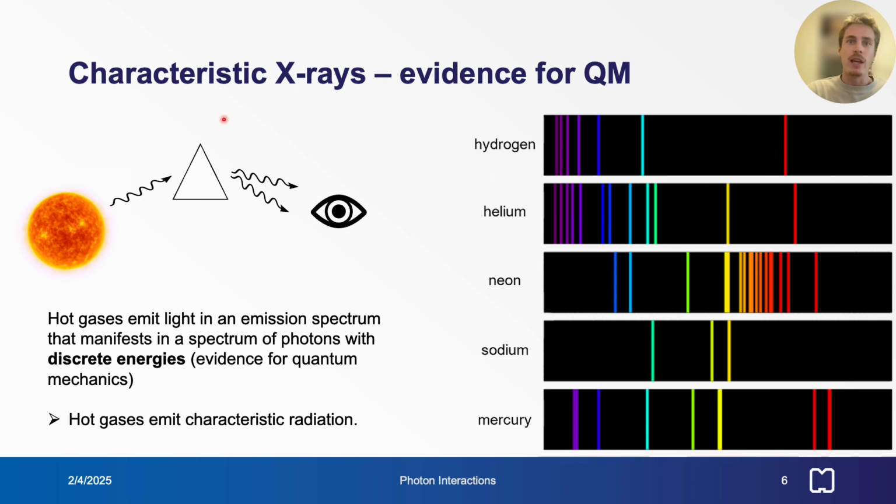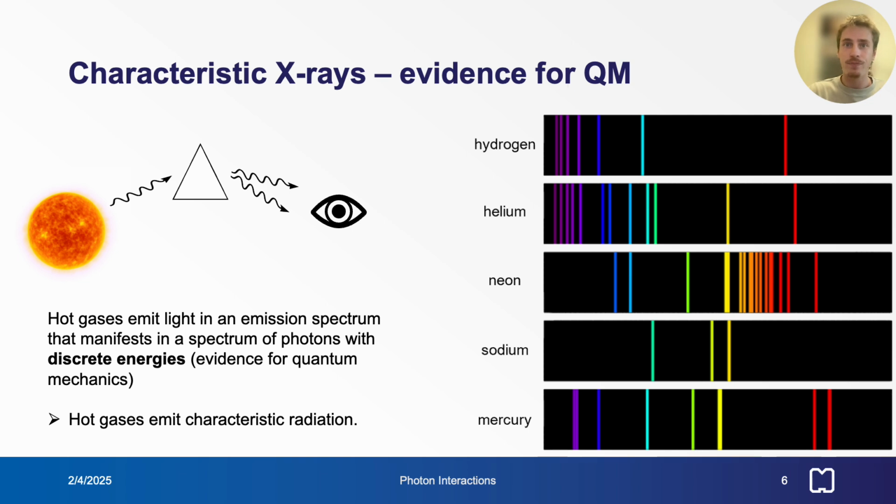Quantum mechanics is also corroborated by the existence of characteristic X-rays. Now, we've all seen objects glow red or even blue when heated. Well, hot gases, like the sun, emit light in an emission spectrum. So, when using a prism, for example, to separate the emitted spectrum, we observe discrete lines. And these correspond to characteristic radiation, and each element has its own set of lines corresponding to its differences in energy levels.